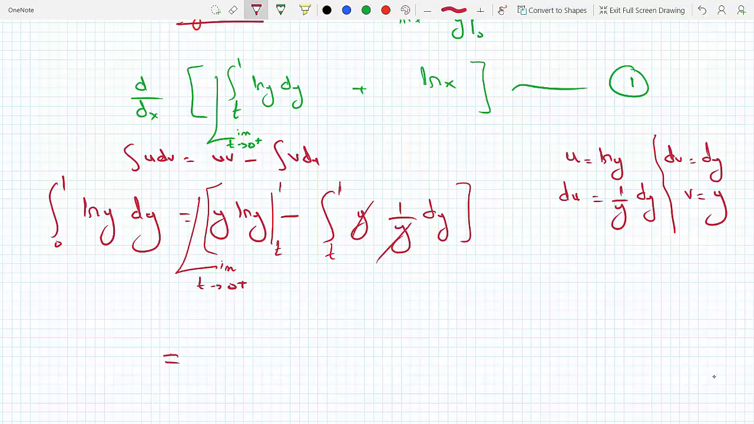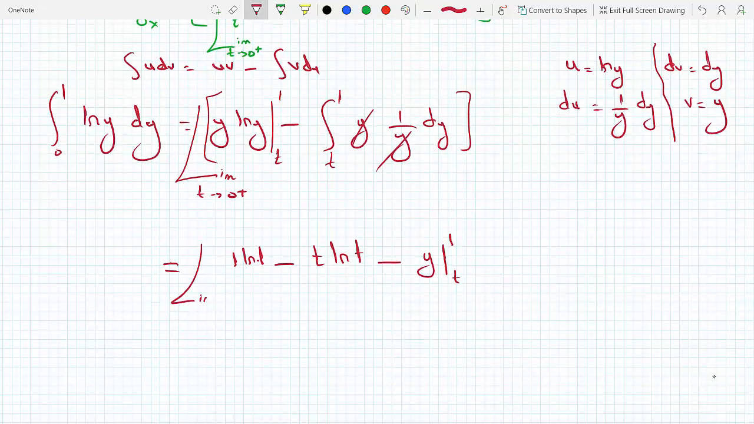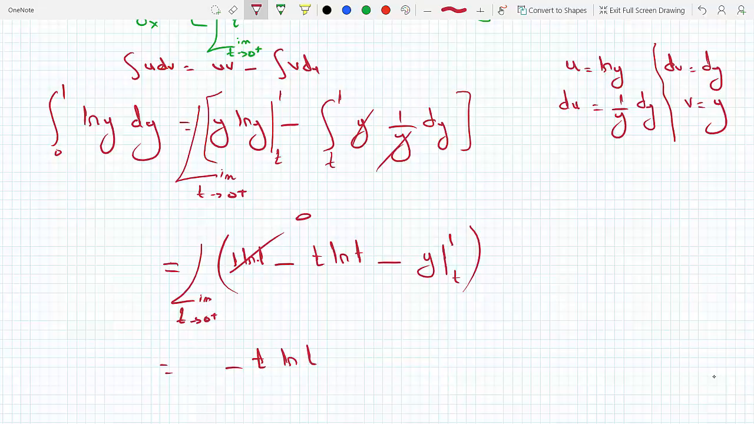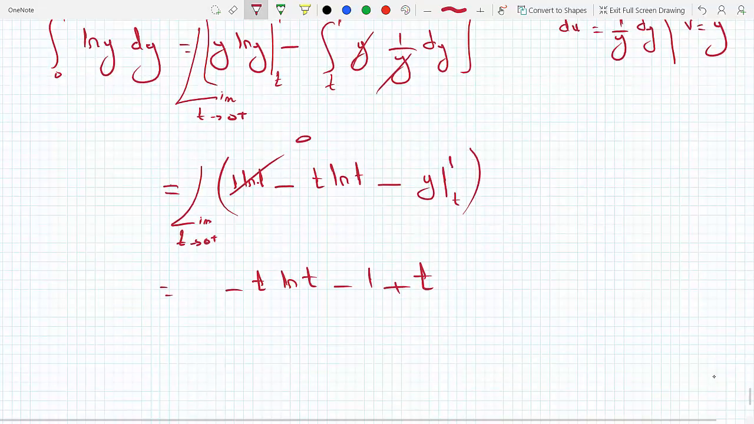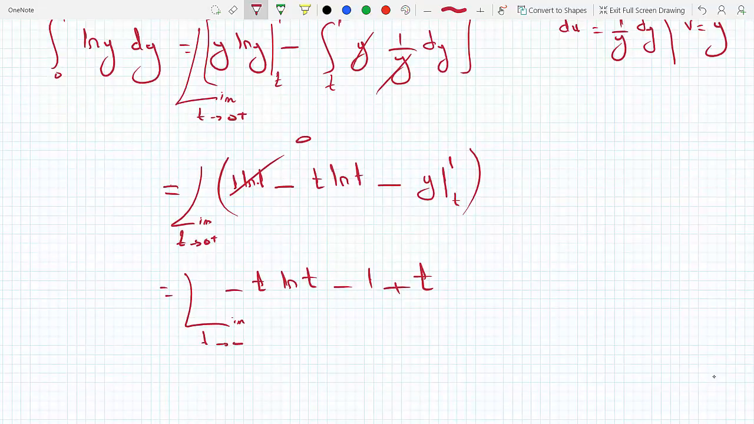So this is equal to 1 ln 1, evaluating the upper bound minus the lower bound, minus t ln t, minus the integral of y, which is just y from t to 1, and when we're done we will take the limit as t goes to 0 plus. And so this becomes 0, ln 1 is 0, so we get minus t ln t minus y, minus 1 if I evaluate at 1, minus minus becomes plus t, and I will take the limit as t goes to 0 plus.